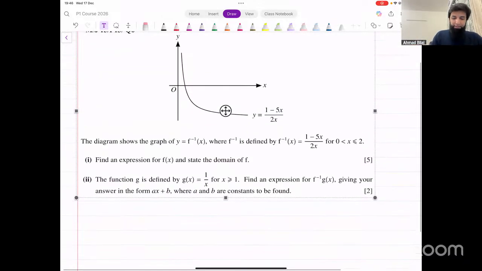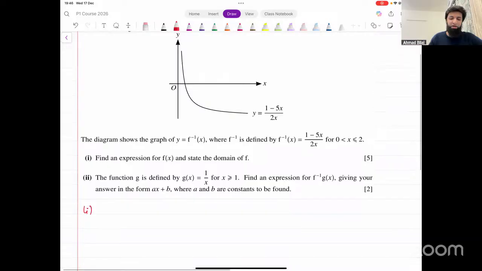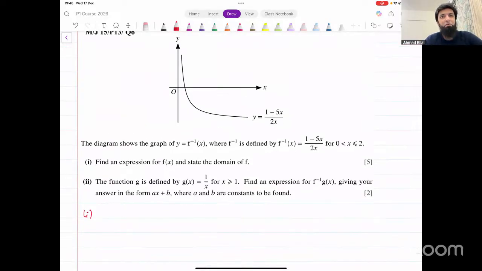Okay. The diagram shows the graph of y equals f inverse of x, where f inverse is defined by this, for x between 0 and 2. Find an expression for f of x and state the domain of f. Now that's, again, not a very standard question. Generally, what they do is they give you a function and ask you to find the inverse of that function. But here they've done the opposite. They've given you the inverse function and they want you to find the original function.